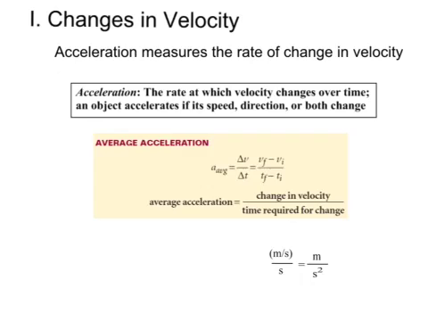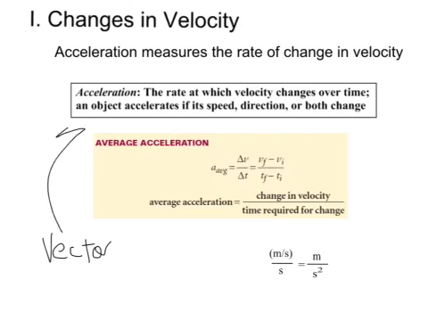So as we covered last time, velocity is a change in position. Acceleration, then, is a change in velocity. Okay? Acceleration is the rate at which velocity changes over time. An object accelerates if its speed, direction, or both change. Now, because acceleration has both speed and direction involved with it, it is a vector.